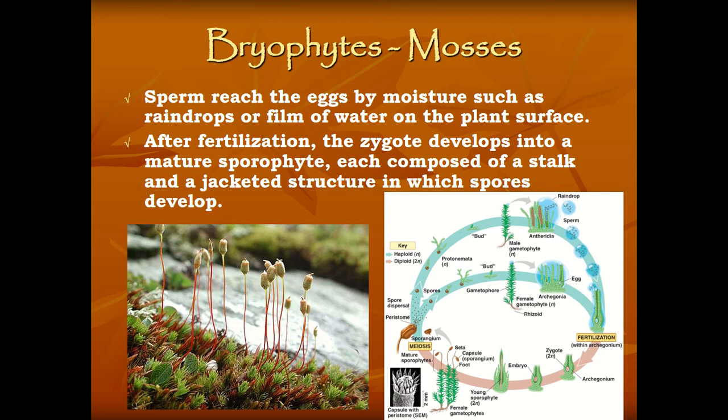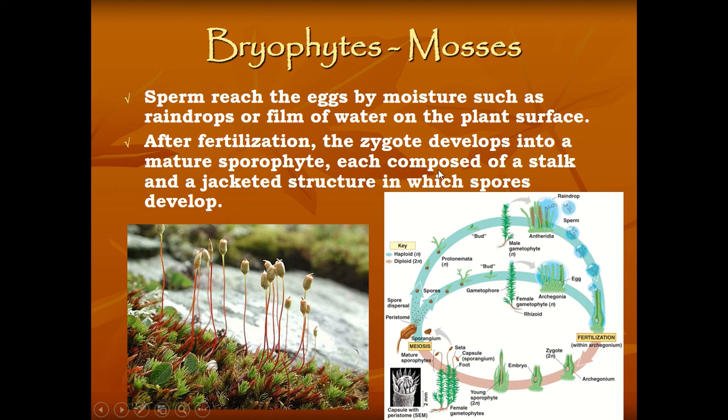So the sperm will reach the eggs by moisture, such as the raindrop, as you can see here, or the film of water on the plant surface. And then after fertilization with the egg, the zygote will develop.